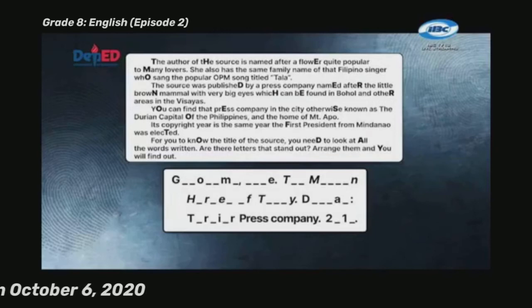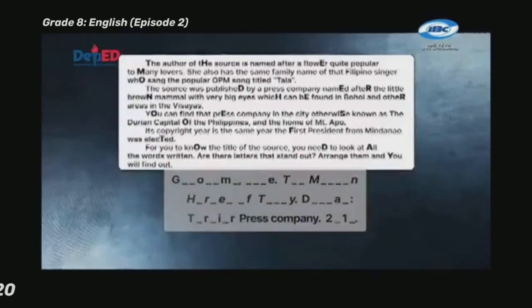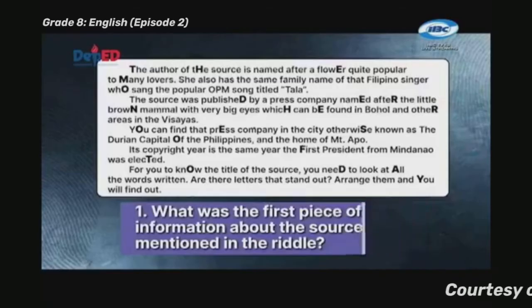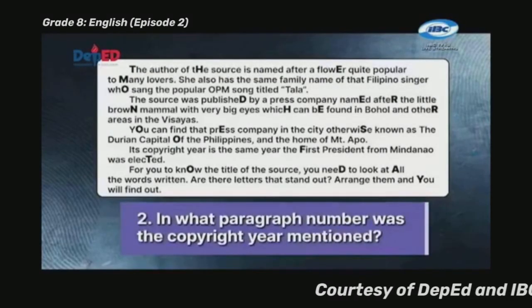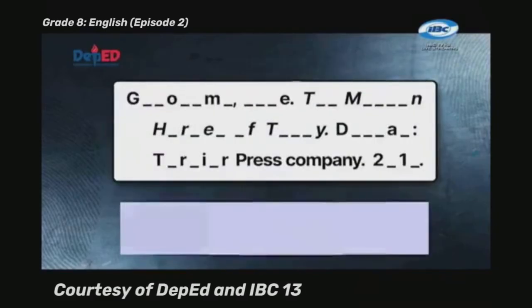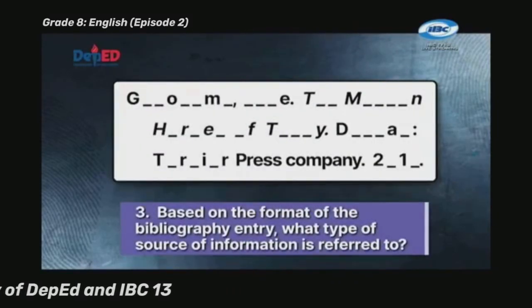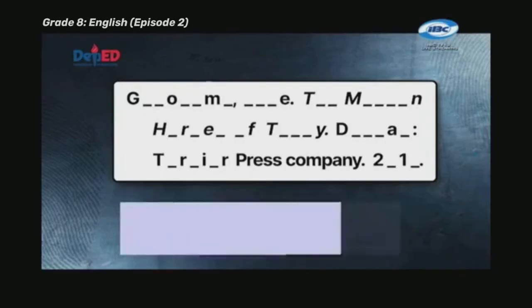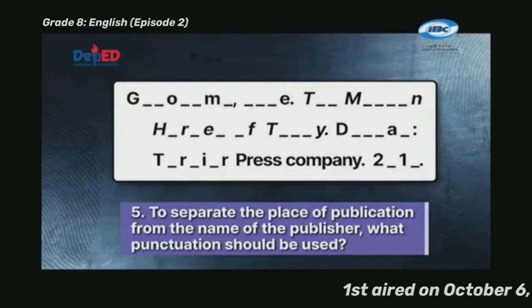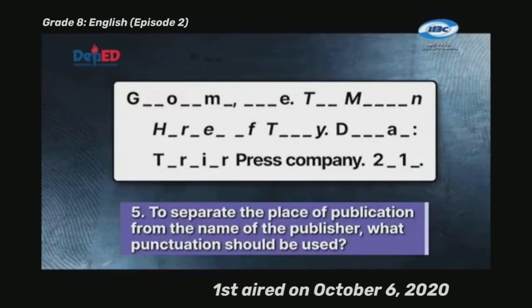This time, answer the following questions. Write your answer on a separate sheet of paper. Question number 1. What was the first piece of information about the source mentioned in the riddle? Question number 2. In what paragraph number was the copyright year mentioned? Question number 3. Based on the format of the bibliography entry, what type of information source is referred to? Question number 4. Which lines of the bibliography were indentions applied to? And question number 5. To separate the place of publication from the name of the publisher, what punctuation should be used?